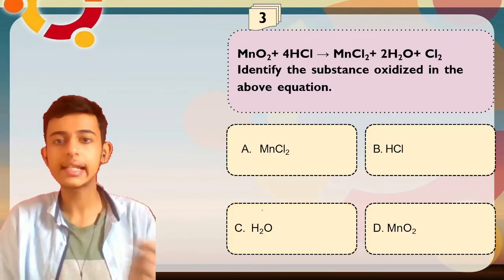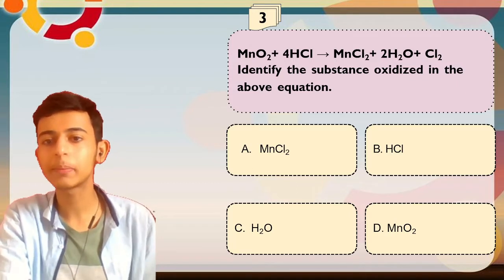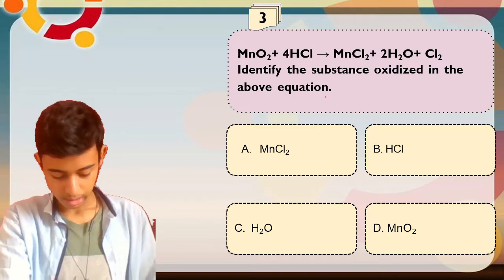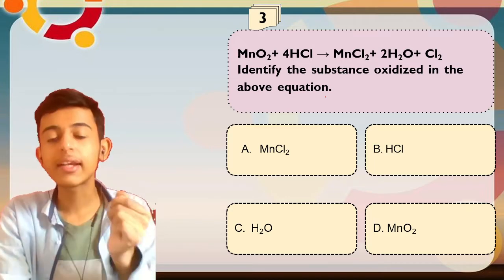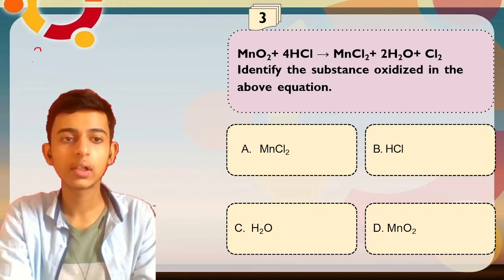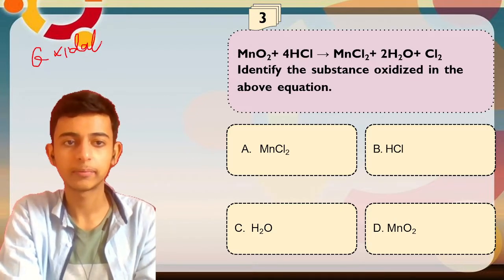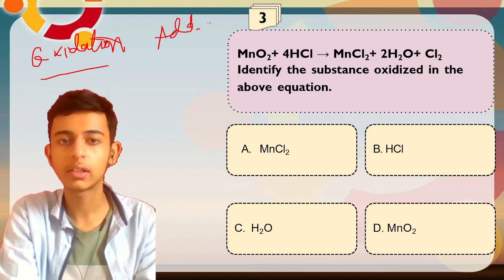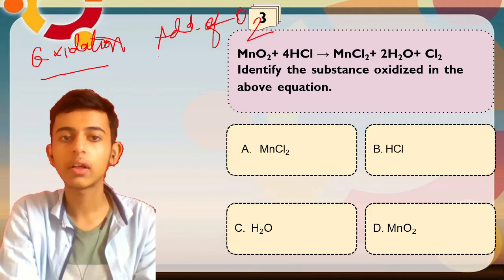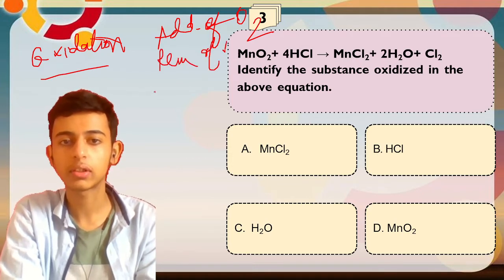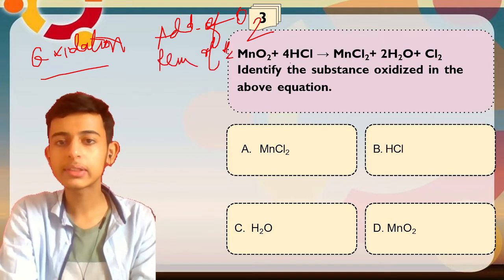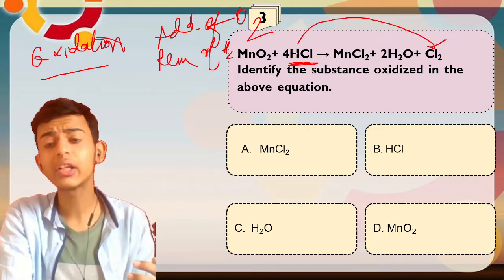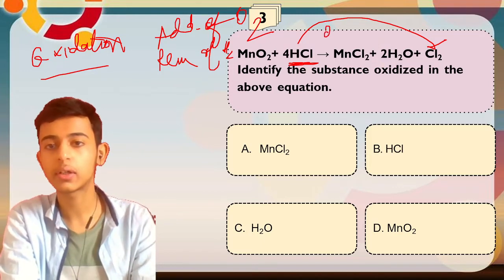MnO2 plus 4HCl gives us MnCl2 plus 2H2O plus Cl2. Identify the substance oxidized in the above equation. I have already told you, whenever a substance gets oxidized, oxidation will be either addition of oxygen or removal of hydrogen. From here you're able to see that HCl is changing to Cl2. It means hydrogen is getting removed. So this is oxidation.